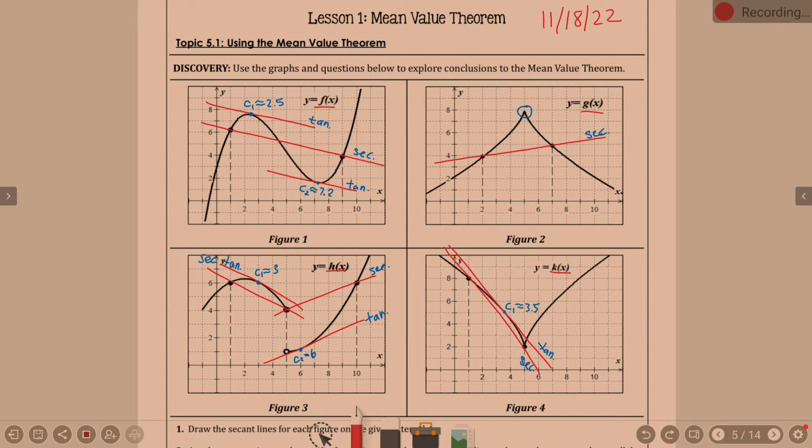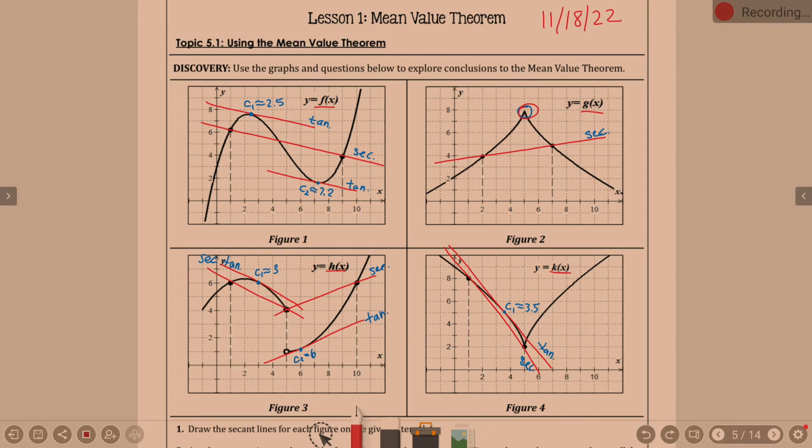Okay. F, it's a nice smooth curve, right? So F is differentiable. And keep in mind, we're talking about on the given segment, right? And so that one, we were only concerned from 1 to 9. G, we're talking from 2 to 7. Is this differentiable? No, because of the cusp.